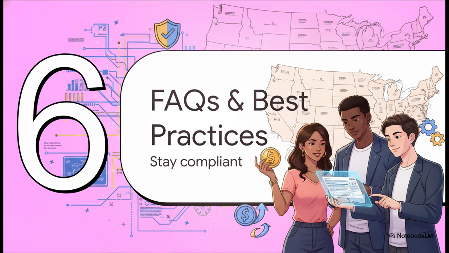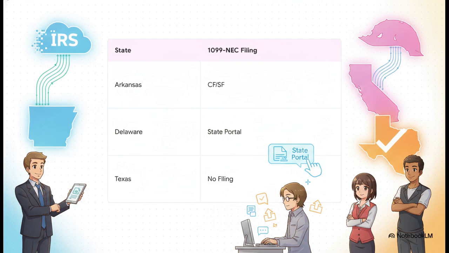Finally, let's wrap things up with Section 6, FAQs and best practices. First off, do not forget that you are also dealing with state governments. Not all state tax departments play by federal rules. Some states, like Arkansas or California, participate in the Combined Federal/State Filing Program, meaning the IRS shares your data with them automatically. So easy, right? But other states, like Delaware, make you upload your 1099s directly into their own separate state portals. And places like Texas, no separate filing required at all. Always double-check the rules for the specific state where your contractor works.